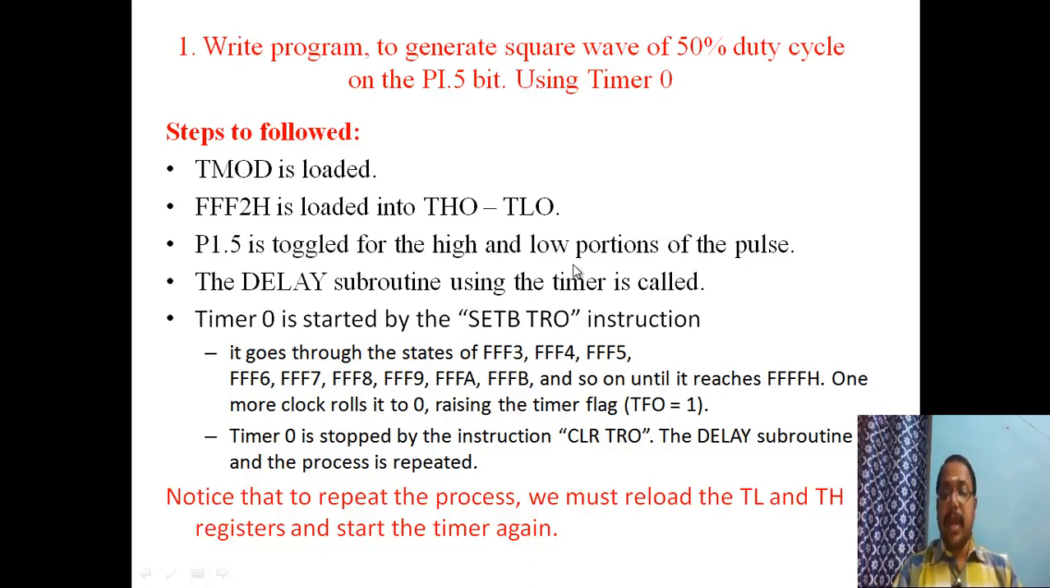So very clear. Load the TMOD, then tell the value to be loaded, then toggle, then come to delay. In delay you will turn on the timer. Once the timer is turned on, we have to monitor the flag TF0. When TF0 is 1, we come out saying the timer is over, and we stop and clear TR0. So TR0 will be brought to 0, and we come out. Then you give the value again, set this and proceed.